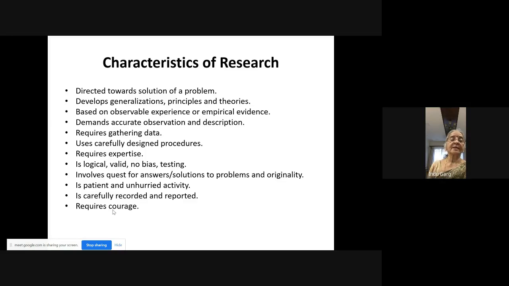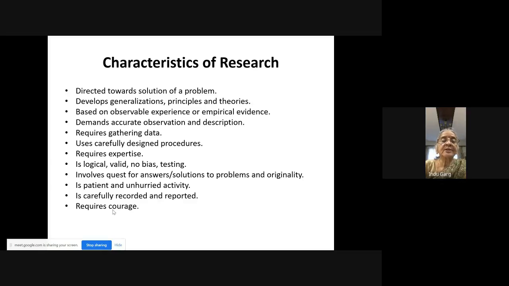You must gather enough data, accurate and properly observed and collected. Then you have to use properly, carefully designed procedures. Your scientific method will tell you what procedures you need to use. Of course, it requires a little bit of expertise, and to develop some expertise and knowledge base in you about research, that is why I'm talking to you. My job here is to let you understand the basic procedure of conducting research.